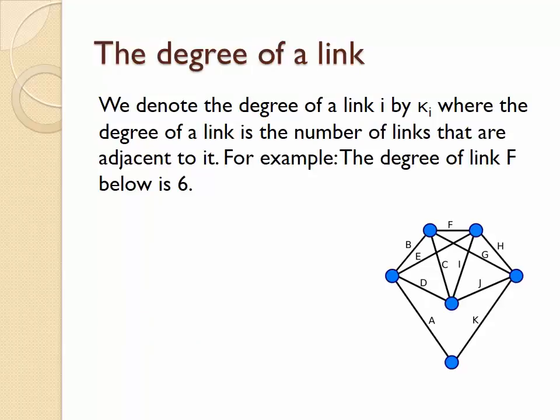So what is the degree of a link? If we look at link F, we see that F is adjacent to links B, C, and G, and also to links E, I, and H. So since F is adjacent to 6 additional links, we'll say the degree of link F is 6.